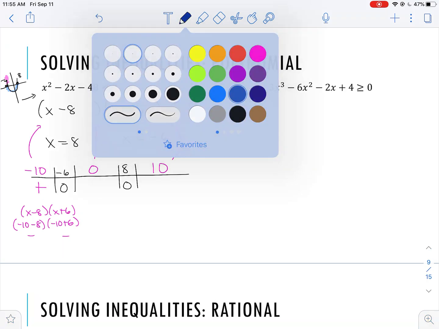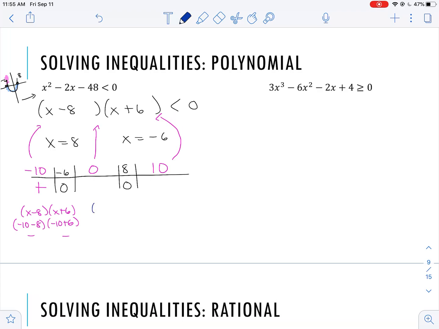Now if I plug in 0 into the factored form, x minus 8 times x plus 6, I get 0 minus 8 and 0 plus 6, a negative answer and a positive answer, and a negative times a positive is negative. So any answers between -6 and 8 on that parabola should generate negative values. And look, it did, so we're good so far. And then I'm going to test 10.